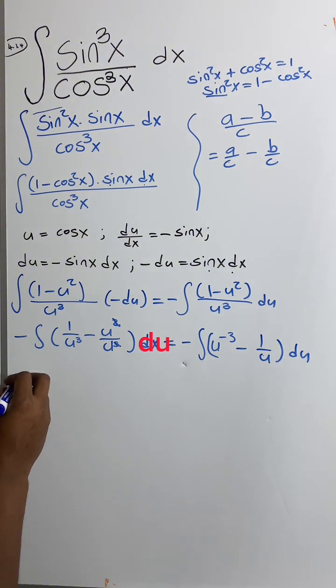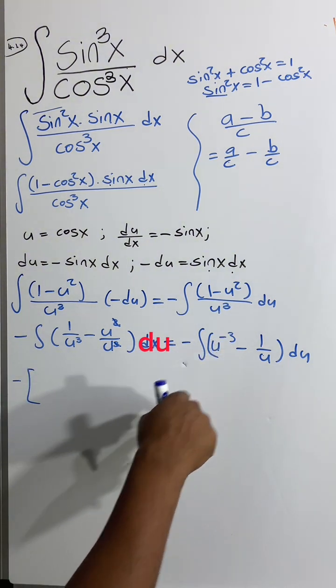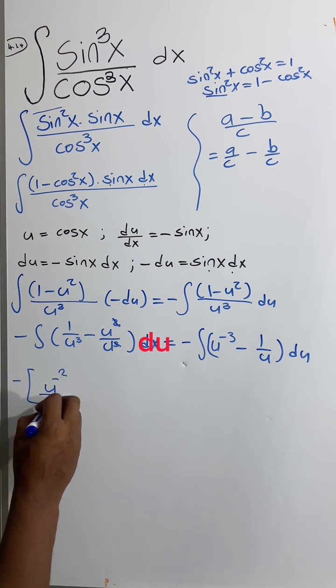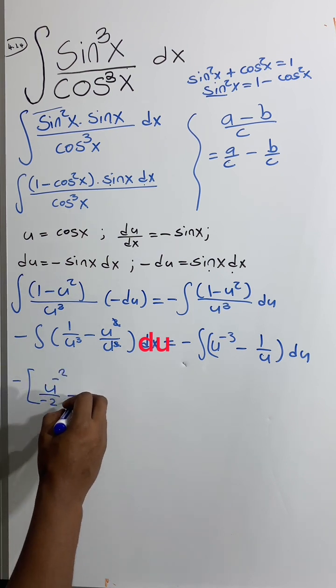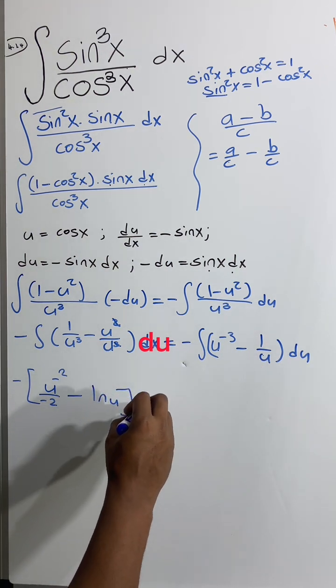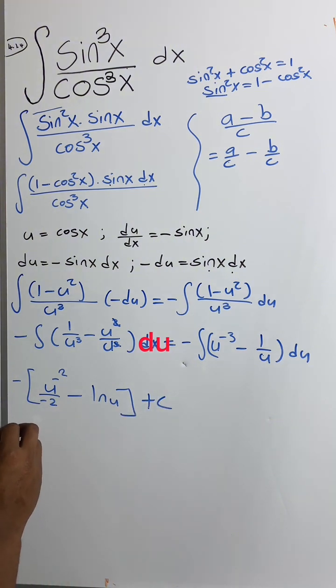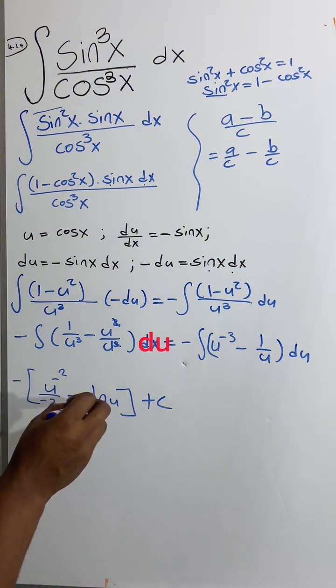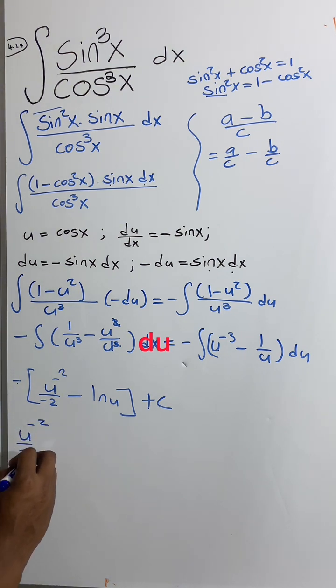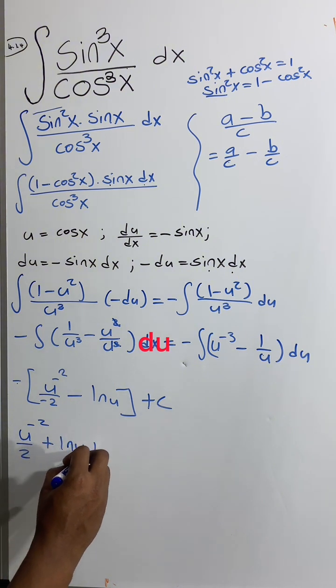So when we integrate u to the power -3, we get u to the power -2 over -2. We integrate 1 over u, we get ln u plus c. And let's distribute this negative sign inside the parentheses. This negative multiplied by this negative will be positive, and this negative multiplied by this negative will also be positive. So we'll be left with u to the power negative 2 over 2 plus ln u plus c.